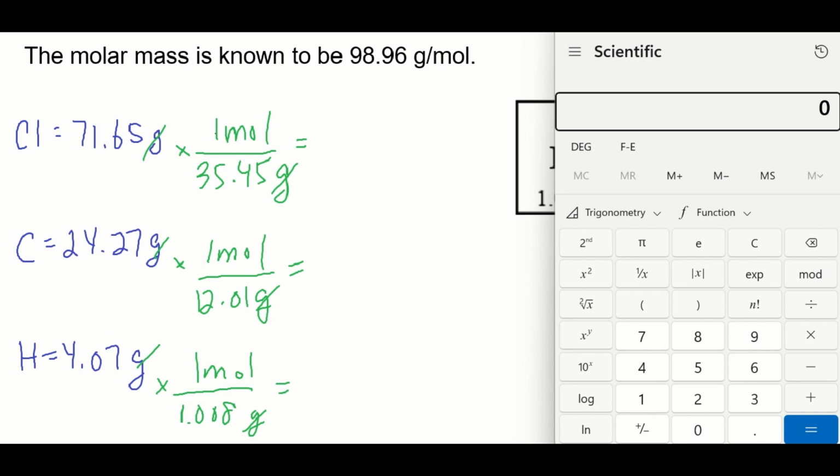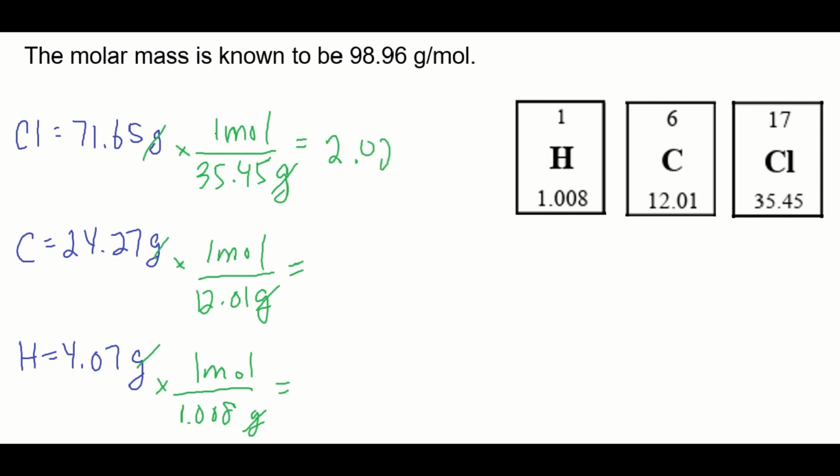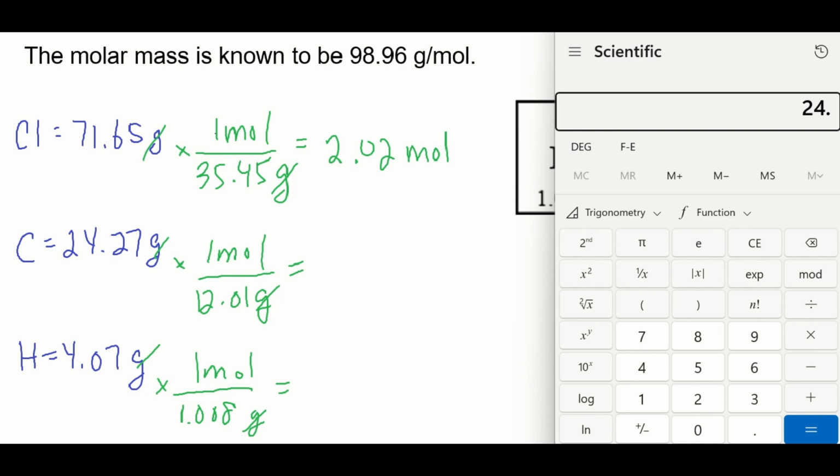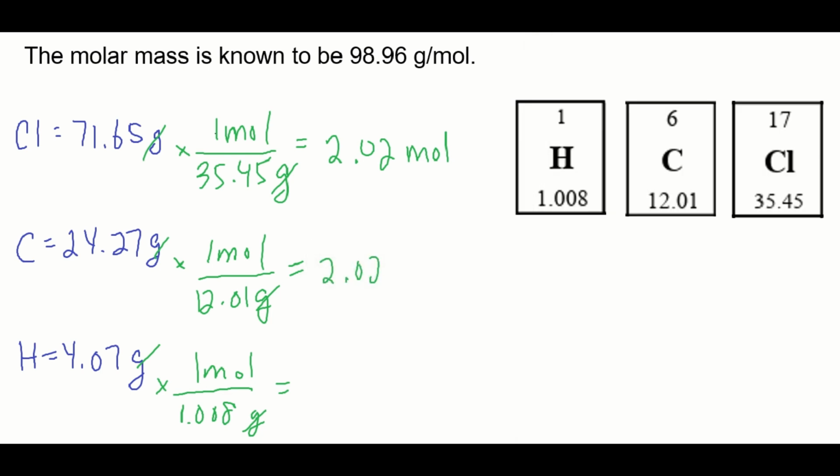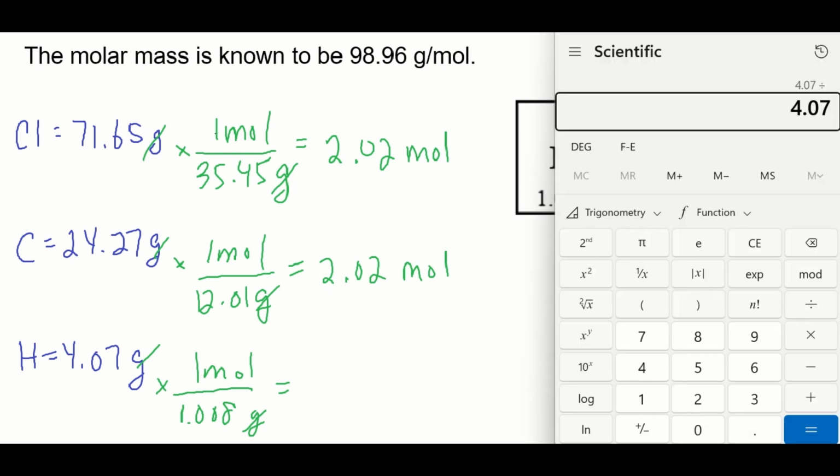All right. So for the chlorine, we got 2.02 moles. For carbon, we also get 2.02 moles if we had a 100-gram sample of this compound. And for the hydrogen, we have 4.04 moles.